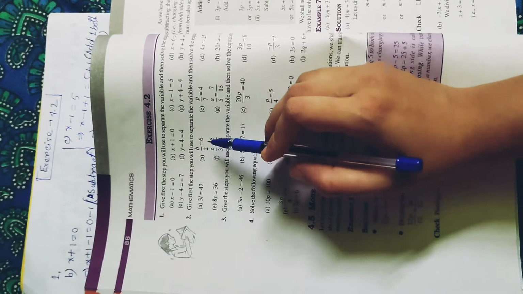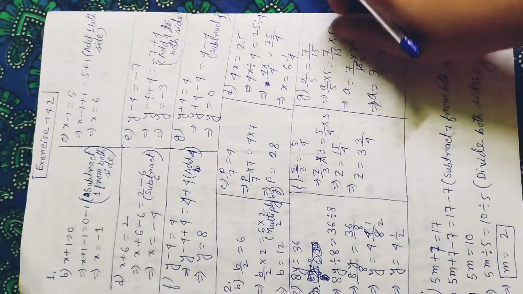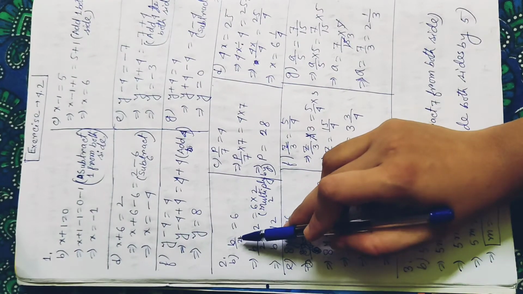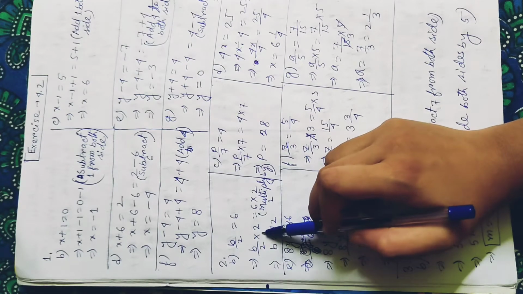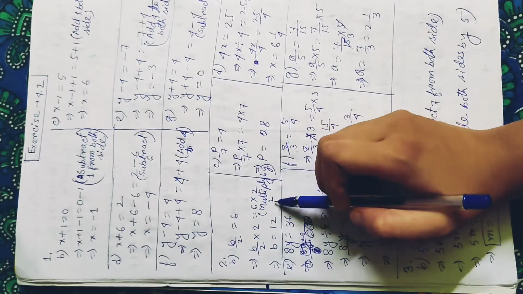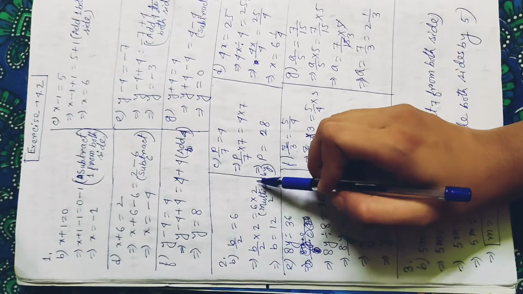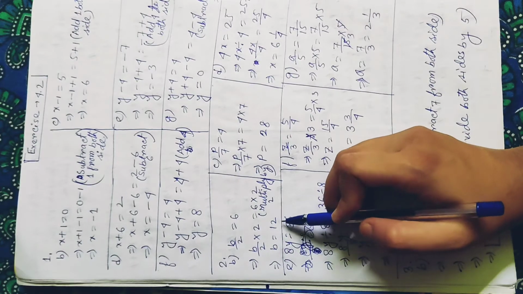Question number 2, the second question is b by 2 equals 6. I will find the answer. b by 2 means divided by 2. The opposite of divided by 2 is multiplied by 2. Multiply by 2 on both sides: b by 2 into 2, and on the right side 6 into 2. So the 2 will vanish. Then b equals 6 twos, which is 12.